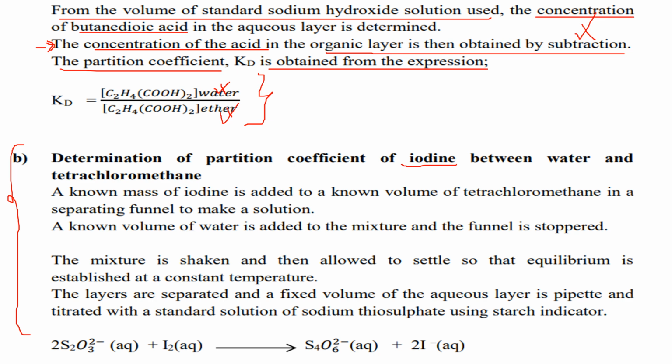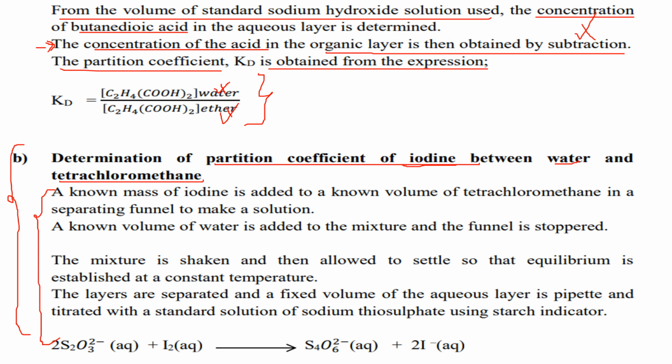Now note that the experiment flow is going to remain the same. What's only going to vary are the reagents that we are using. So this is what makes the experiments of partition coefficient or distribution coefficient very easy. So we are saying that when you're determining the partition coefficient of iodine between water and tetrachloromethane, you are supposed to follow these steps.